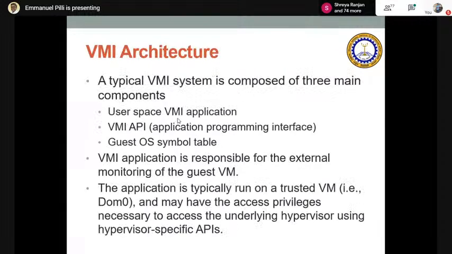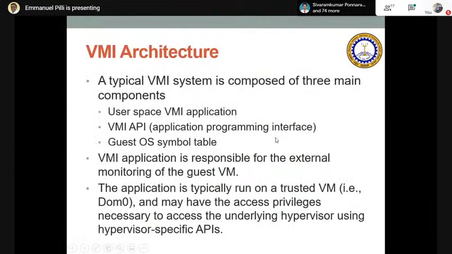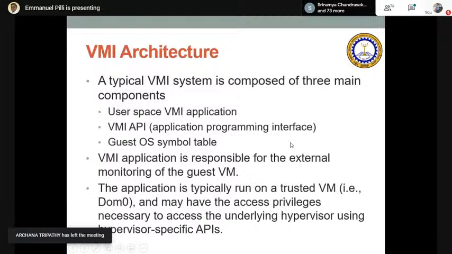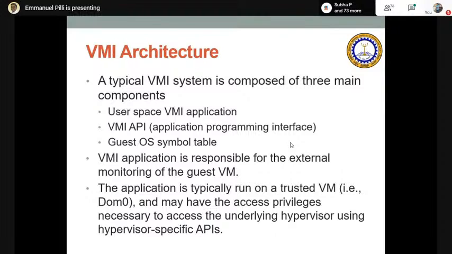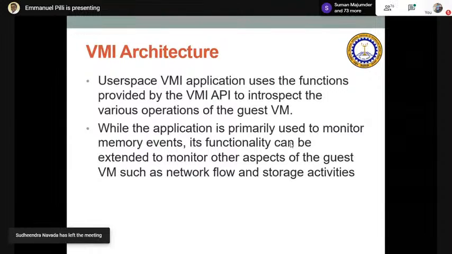The VMI is comprised of three components, as we see here: the VMI approach, the VMI API, and the guest OS symbol table. The VMI application is responsible for the external monitoring of the guest VM. The application is typically run on a trusted virtual machine, that is DOM0. It may have the access privileges necessary to access the underlying hypervisor using hypervisor-specific APIs. In the VMI architecture, the user space VMI application uses the functions provided by the VMI API to introspect the various operations of the guest VM.